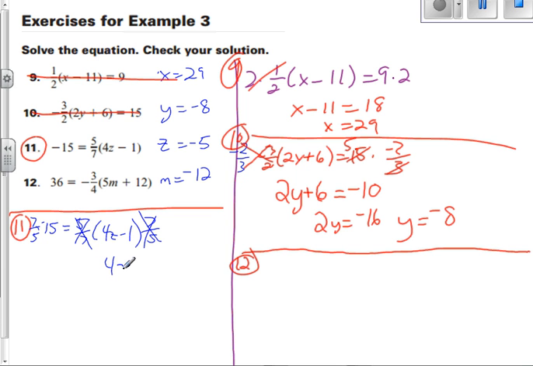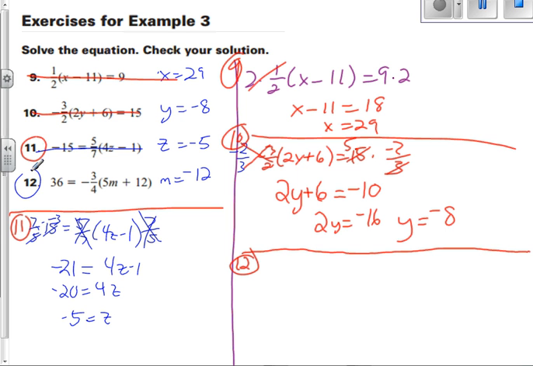So then these will equal 1. I am left with 4z minus 1 is equal to, simplify this, this will give me negative 3. 7 times negative 3 is negative 21. Then I am going to add 1 to both sides. That'll give me negative 20 is equal to 4z. And I find out that z is equal to negative 5. All right, so I know that that works out. So 11 is good. So let's look at 12, the very last one.